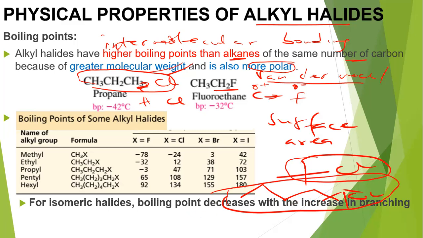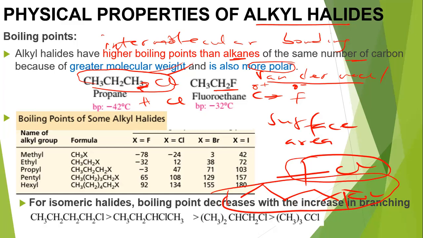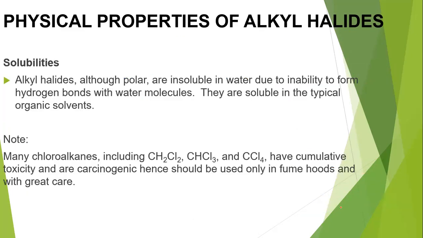And so if the branching increases, what happens is that it decreases the surface area, reducing the extent of bonding between the molecules, right? And then once the extent of bonding between the molecules decreases, what happens? The boiling point decreases. So very simple. This is n-butyl chloride, and then we have other substituents like that. So they are branchings, right? Now this is the tert-butyl that I drew, and it would have the lowest boiling point. So as branching increases, the boiling point decreases.